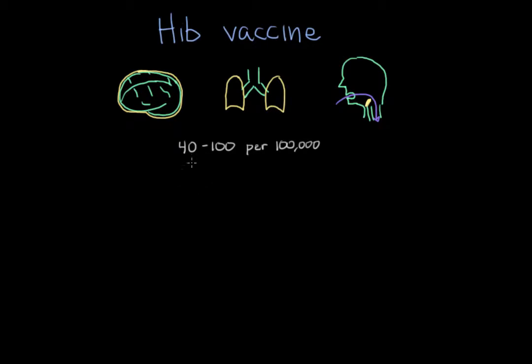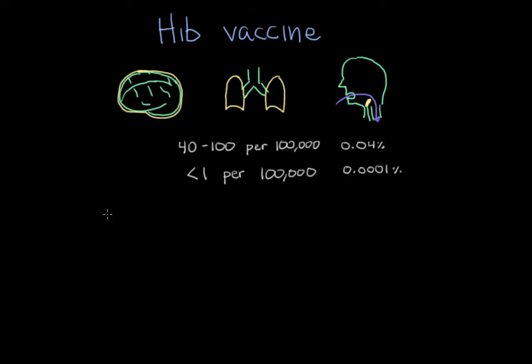But after the development of this vaccine, that number was reduced to less than one case per 100,000 people per year. So that's a reduction from about 0.04% of the population to 0.0001% of the population, which is a dramatic difference.